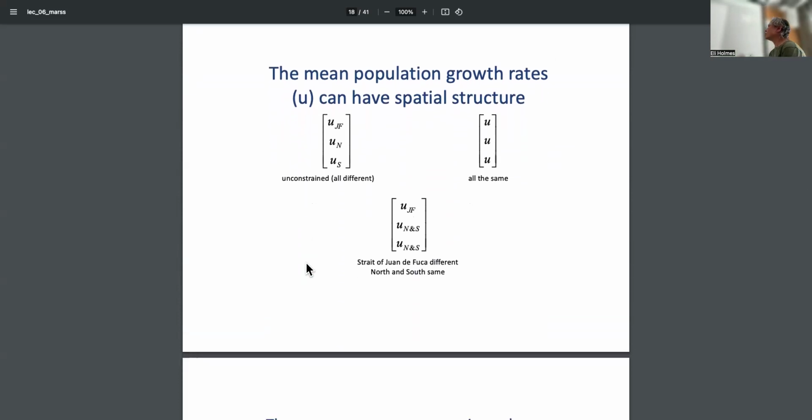Now when we think about that U, we want to think about different hypotheses about how the population is structured. So one hypothesis is that it's unconstrained. They each have their own trends. They're doing their own things. Second hypothesis is, no, it's all the same. We may see a bit of a different trend, but that just happened by chance, because that can happen.